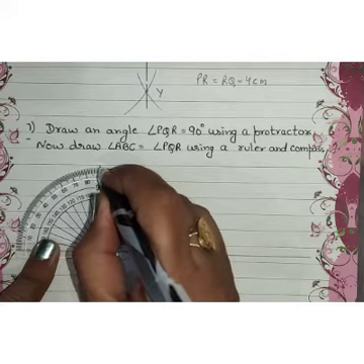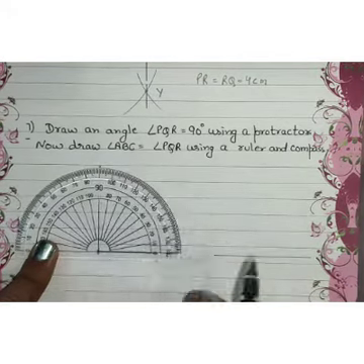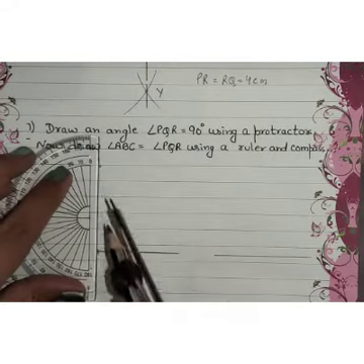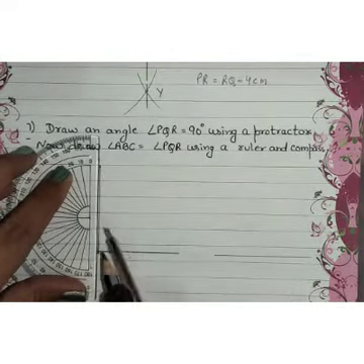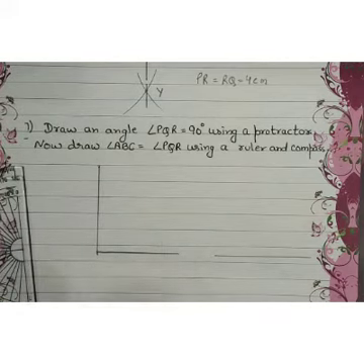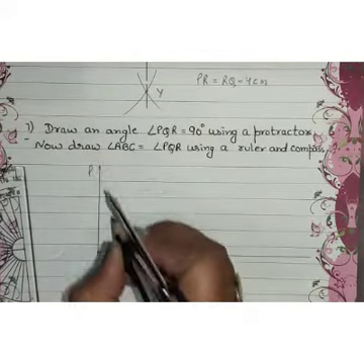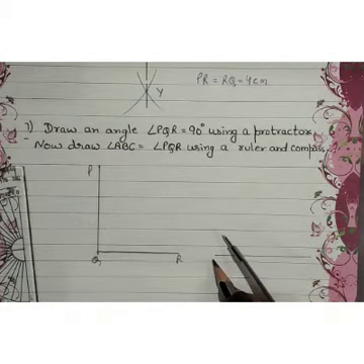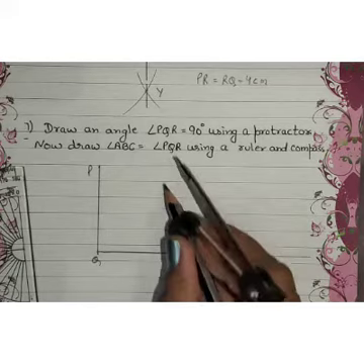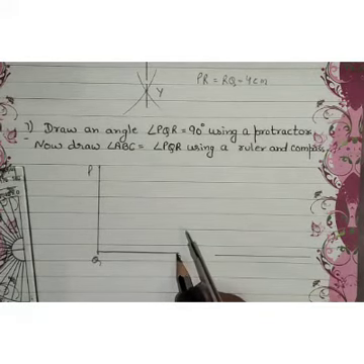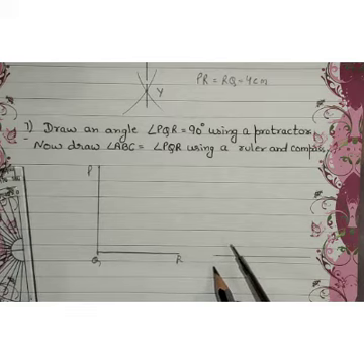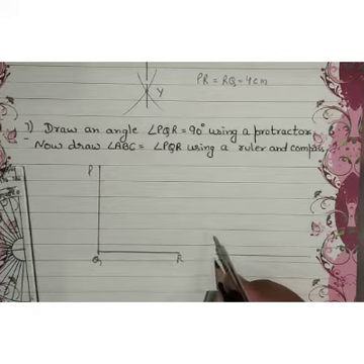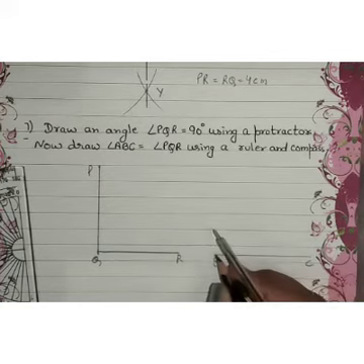Now put a dot on it and join the starting point and this point. We will get the angle of 90 degrees and name it PQR. Now we have to draw angle ABC which is equal to angle PQR using a ruler and compass. For this, we will draw a line first. Clear? And name it BC.